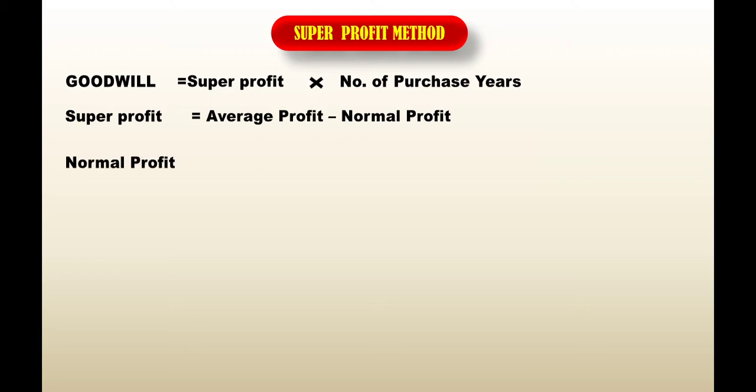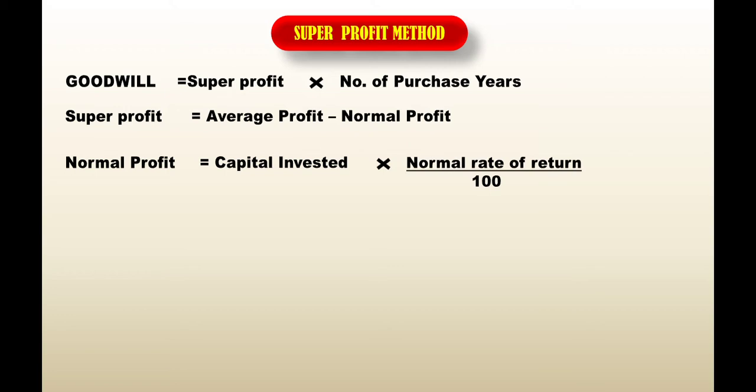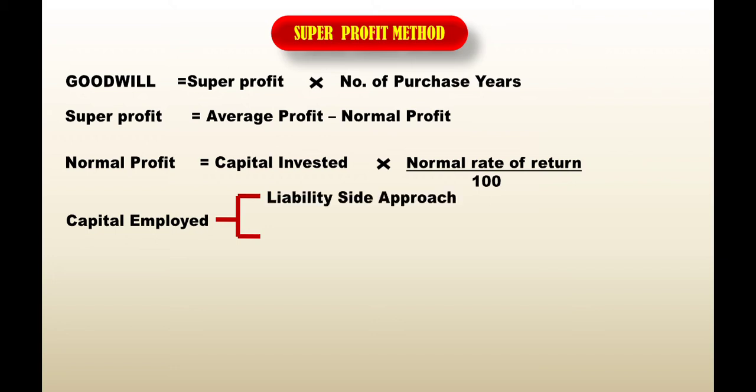How will we calculate the normal profit? Normal profit equals capital invested multiplied by normal rate of return divided by 100. Capital invested is also known as capital employed. There are two approaches to find out the amount of capital employed: one is the liability side approach, the second is the asset side approach.